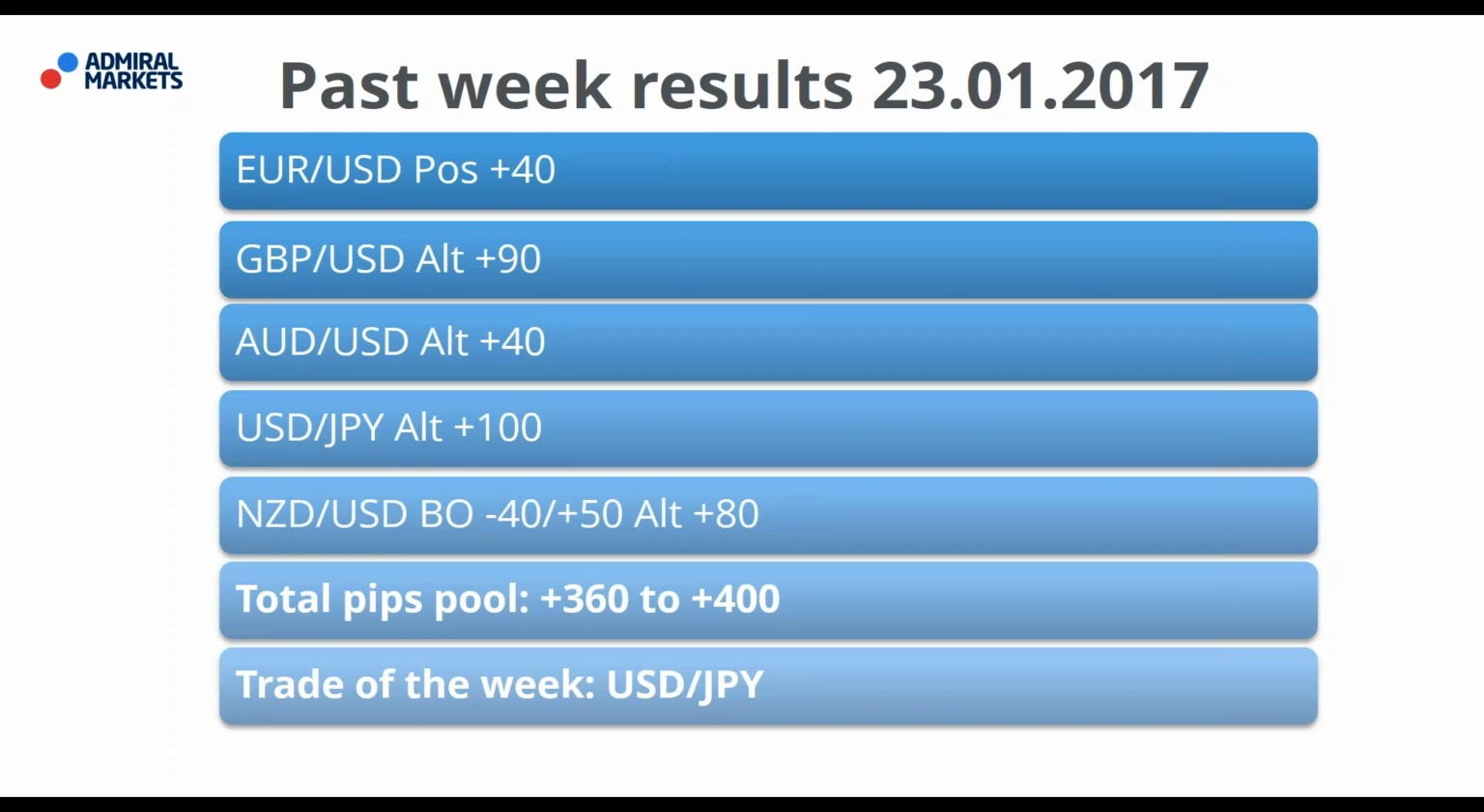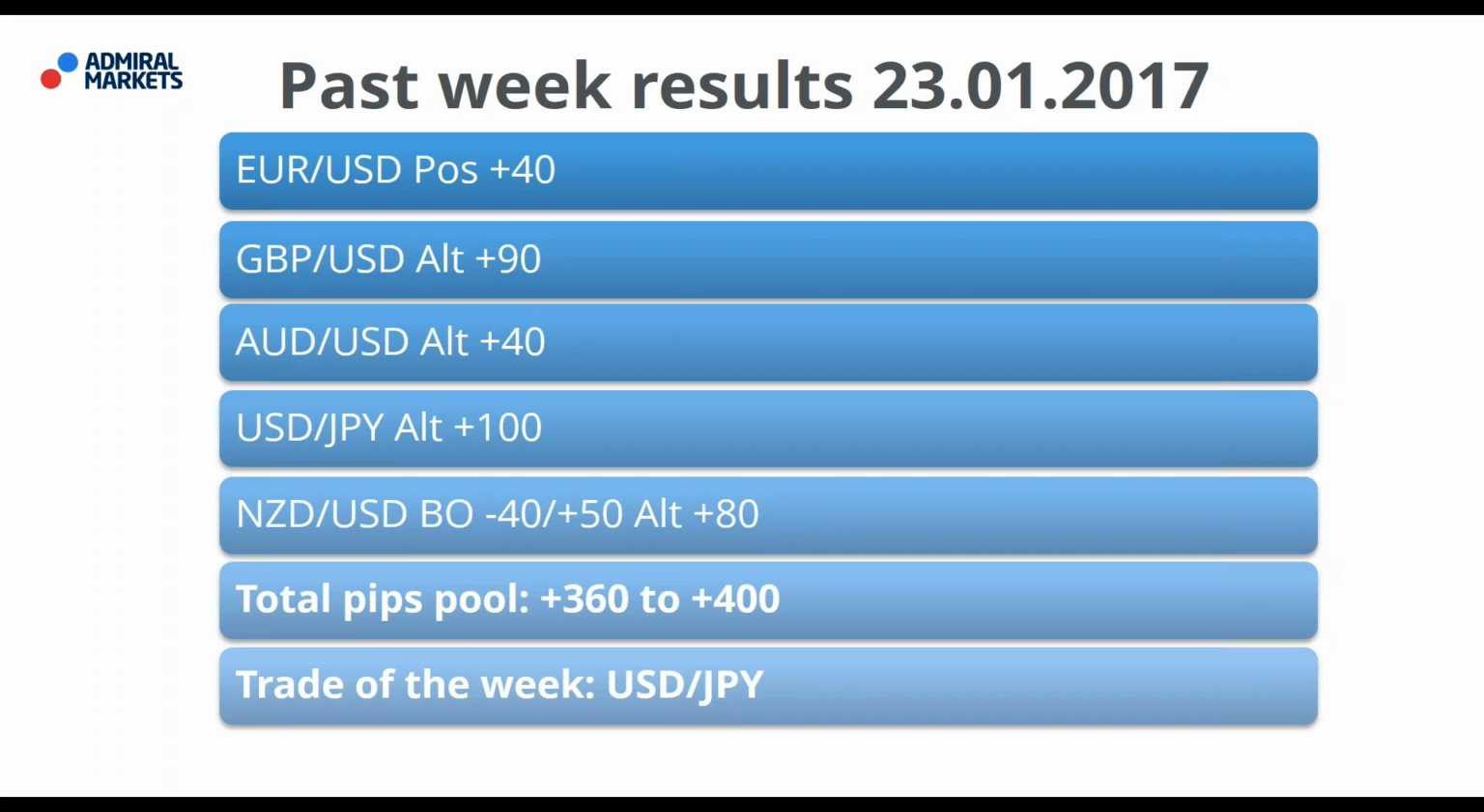And dollar yen alternative setup gave us 100 pips. And I've chosen it to be the trade of the week. Then we had New Zealand dollar breakout. Well, for some people it was minus 40, for some people it was plus 50, depending on stop loss. And of course, alternative New Zealand dollar trade was good for 80 pips. And the total pips pool was anywhere from 360 to 400.